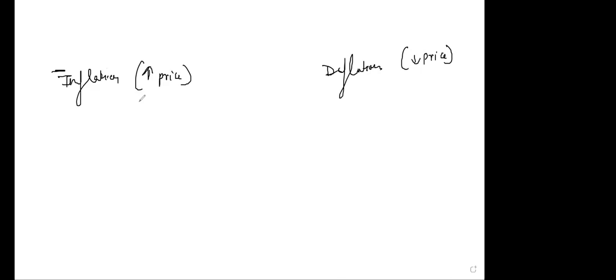Okay, so tell me one thing. When there are so many people, okay, so at that time the price will, for example, this is a shopkeeper. He has two chocolates. And there are four people who are demanding it. So will he increase the price or decrease the price of the chocolate? He will increase the price. Both of you increase?